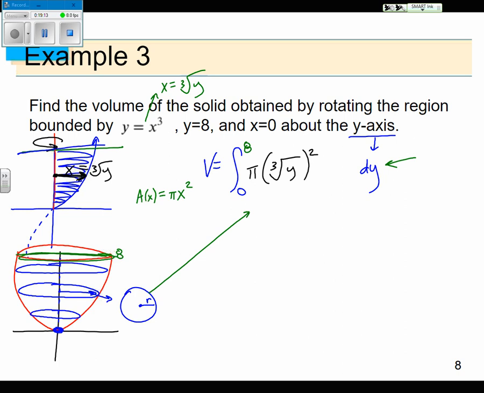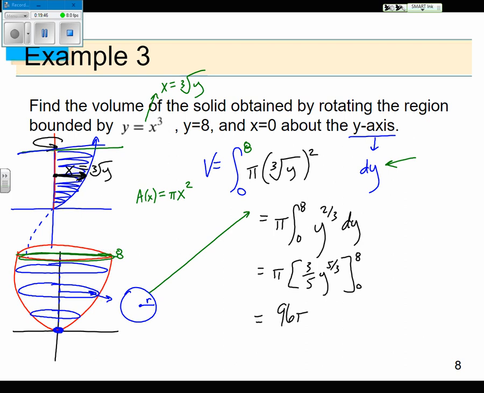Got some rewriting to do on this. So I'm going to go ahead and pull that pi out in front. I just like it out there in front. And this is going to be y to the 2/3 dy. So I'm ready to integrate. So raise the exponent by 1, so that's going to be 5/3. So 3/5 y to the 5/3 going from 0 to 8. Ooh, 0 is going to go away. If I plug in 8, I should get like 96. I love exact answers on here. So the volume of this giant bowl right here is going to be 96 pi over 5.